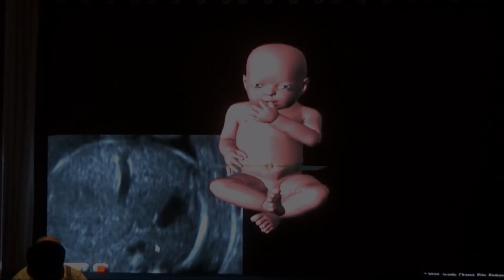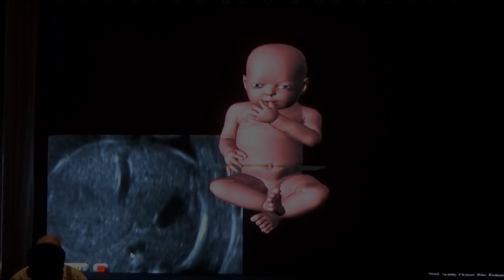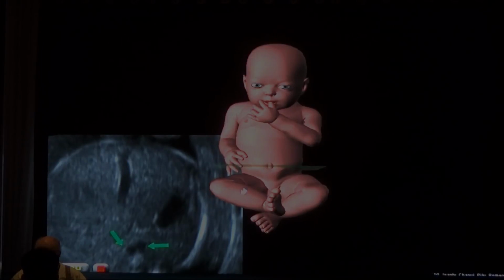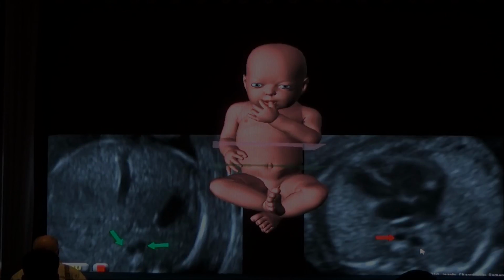This is the stomach. This is the descending aorta. What is this? IVC. Normal or abnormal? Who says normal? Who says abnormal? Very good. This is the four-chamber view of the heart. This is the descending aorta. This is, who says IVC? No one says IVC? You're right.